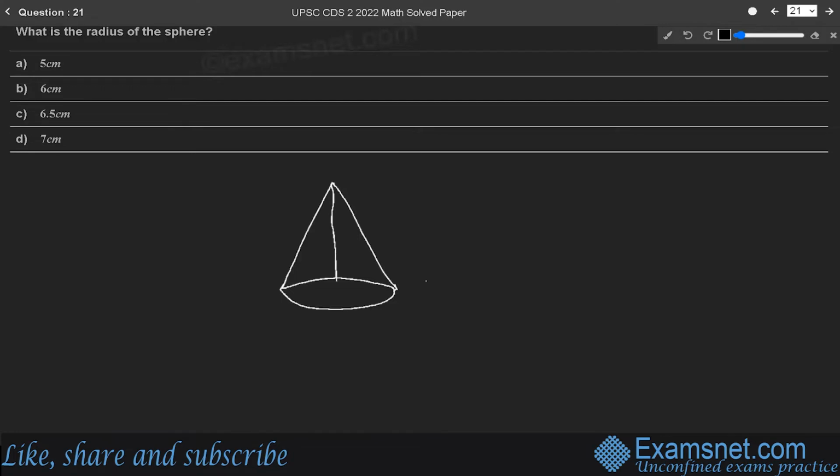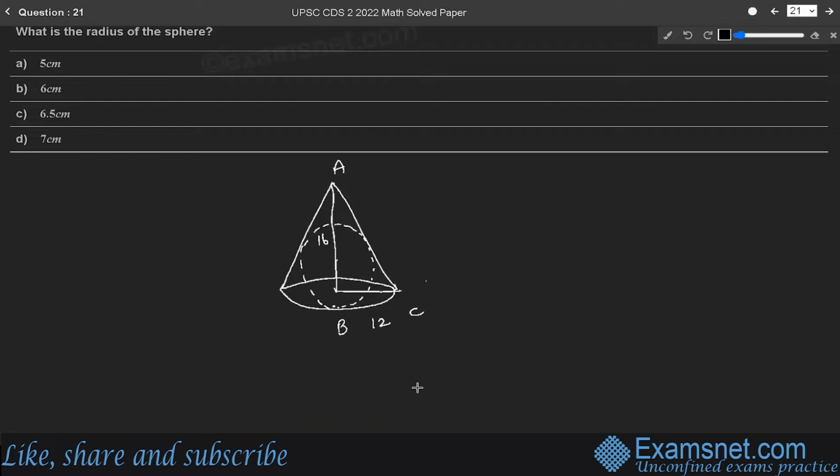This is the height of the cone and this is the radius of the cone. Let us name it A, B and C. According to the question, the height is 16 and the radius of the cone is 12. Also, the question says that a sphere is inscribed inside the cone. It means that a sphere is present inside the cone here.